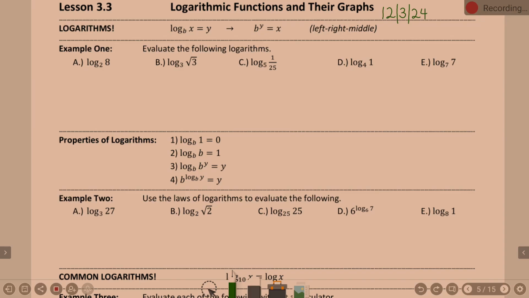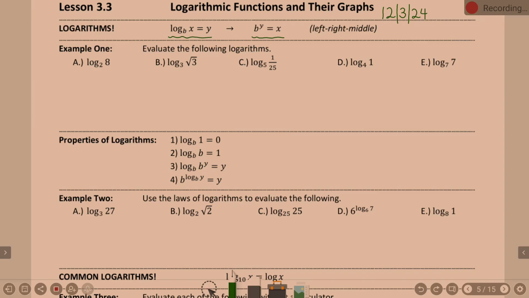I'm basically going to go through a bunch of rules here, some connections, because one of the big things we do with logarithms is we connect it to exponential functions, which is why we've spent the last 2 lessons working on exponential functions. Now we're going to work on logarithmic functions, okay? So, logarithms. The big connection right here is that an expression, log base b of x equals y, is equivalent to the exponential expression b to the y equals x.